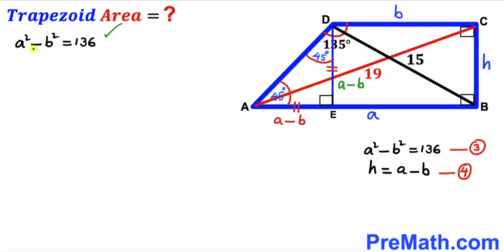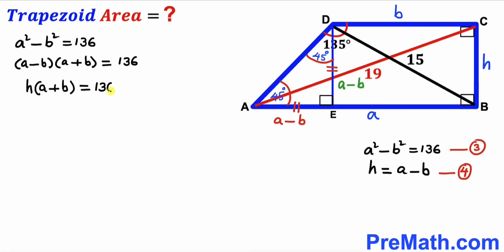Now let's focus on equation 3. Here I have copied down equation 3, a squared minus b squared equals 136. Now let's recall this famous identity. A squared minus b squared can be written as the product of a minus b times a plus b. We are going to apply the identity on the left hand side of this equation. So we could write this as a minus b times a plus b equals 136. Now let's focus on equation 4. We know a minus b equals h. So I'm going to replace this a minus b with the lowercase h. So we end up with h times a plus b equals 136. And I'm going to label this as our equation number 5.